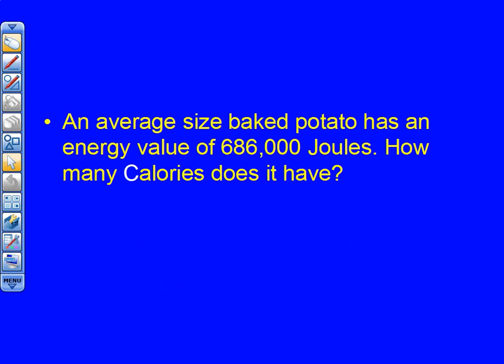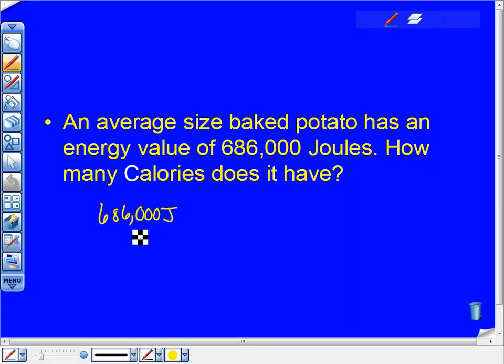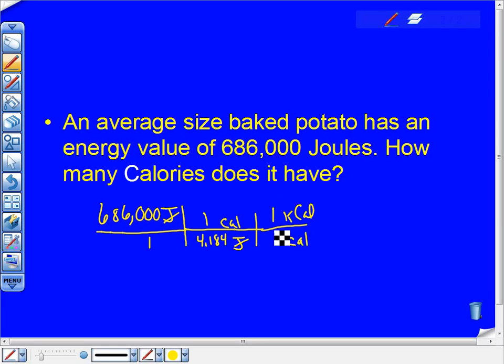If you had an average sized baked potato and it had the energy value of 686,000 joules, how many capital C calories, which are known as kilocalories, would you have? So it's just a simple little converting. And you would put it over 1. Your joules would go down, and you would convert to the lowercase calories first. 1 will go with the lowercase calories, 4.184 will go with the joules, and that will cancel. And then you'll bring the small lowercase calorie down, and the capital calorie, if you prefer to write kilocalorie, that will be fine. In 1 kilocalorie there are 1,000 calories, and so those will cancel.